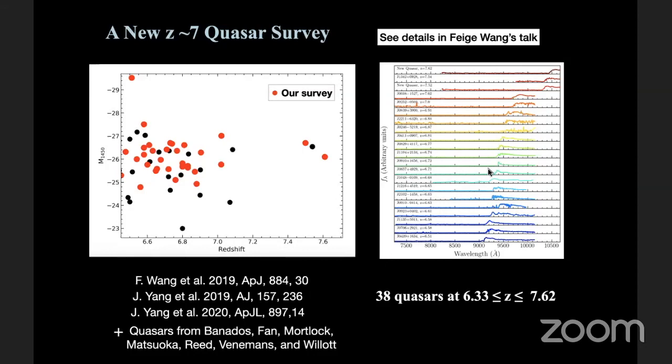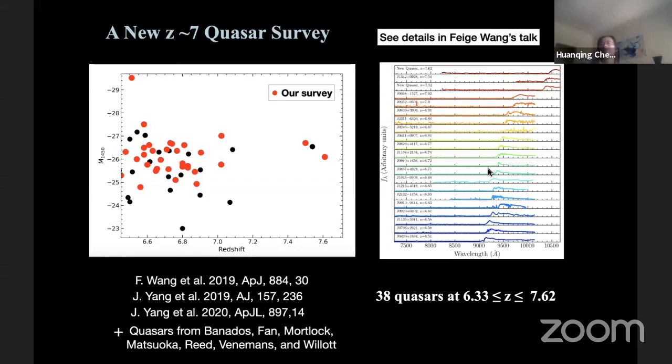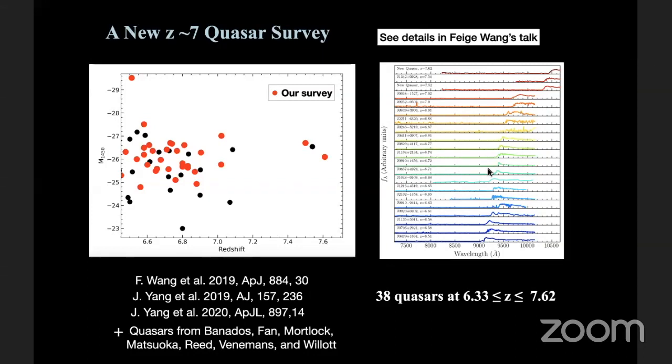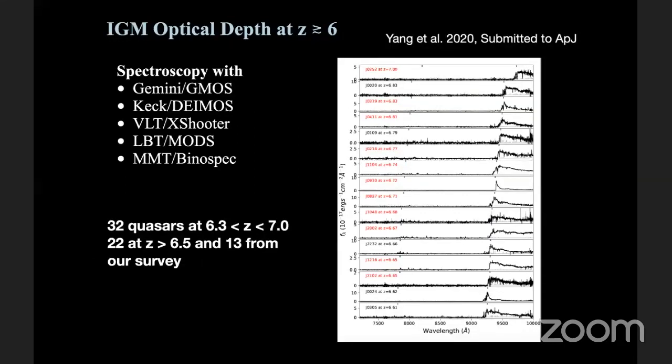So after we build up a large sample of high redshift quasars, the reionization-era quasar sample, what we want to do is to use these high redshift quasar sightlines to investigate the IGM evolution at redshift about 6. That includes 2 projects. And the first one is using these quasar sightlines to study the IGM optical depth at redshift 6 and above. So I'm using 32 quasar sightlines, including quasars at redshift 6.3 to 7.